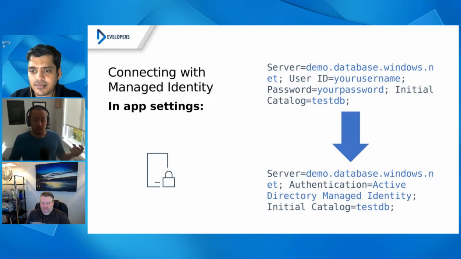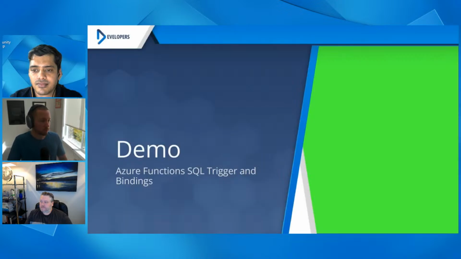The risk reduction and the security that comes from moving to managed identity is fantastic. And so I can't advocate for it strongly enough that you consider using managed identity for your app connectivity into SQL, but then also look at how easy it is to use with Azure Functions and the SQL bindings. So I'm going to pop my screen up and then talk through a quick demo using SQL bindings and the SQL trigger.